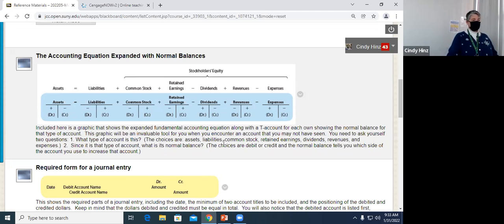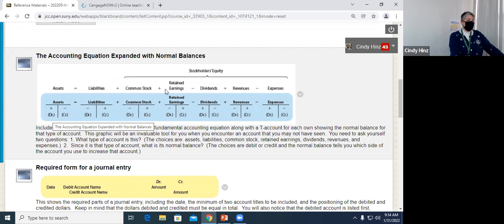And here's my mnemonic, my memory tool for you. This is the best I can do. If someone else comes up with a better one, feel free to share it with me and with the class. So assets, the way we typically write the equation, assets equals liabilities plus equity. Assets are on the left-hand side of the equals. And so assets increase on the left hand or the debit side. And we can see that because that's where the plus sign is, right?